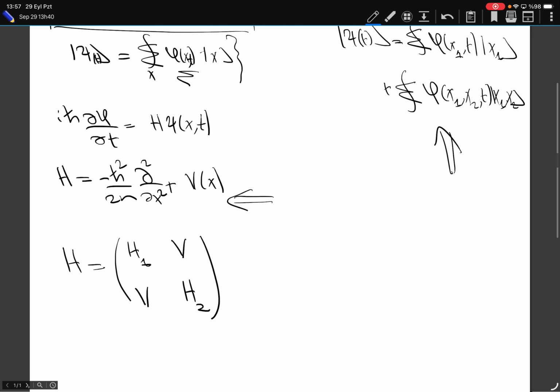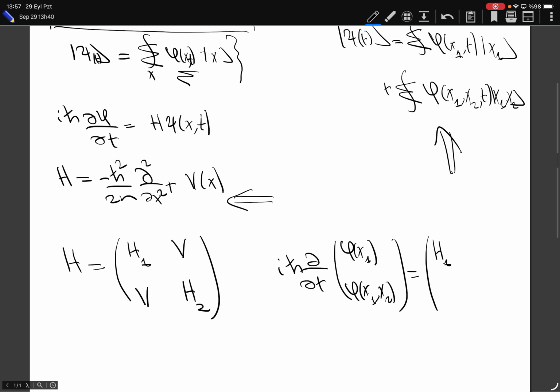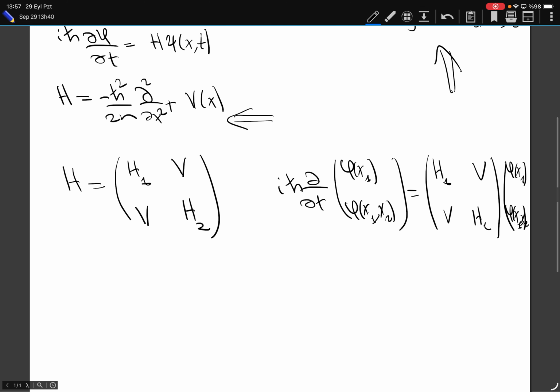And my Schrödinger equation, well, this matrix notation makes it easier to write down the equation explicitly. And then my matrix equation will be i h bar ∂/∂t of phi of x1, phi of x1, x2, equal to the matrix h1 V h2 acting on phi of x1, phi of x1 x2. Or let me write it even more explicitly.